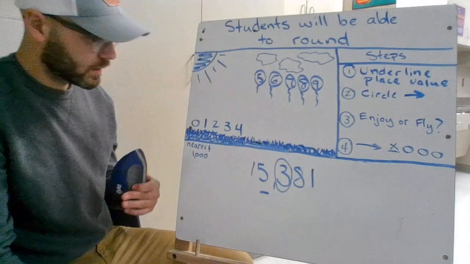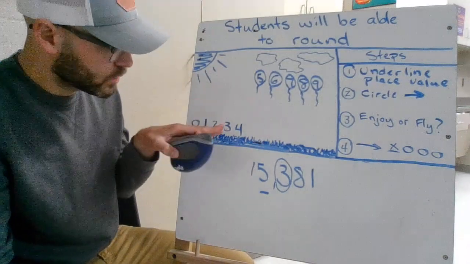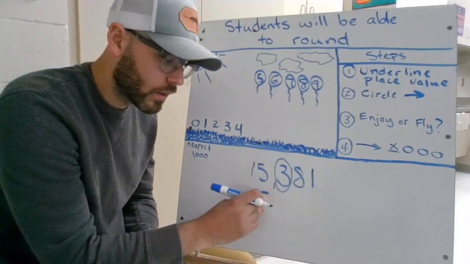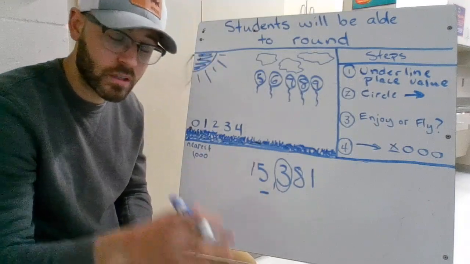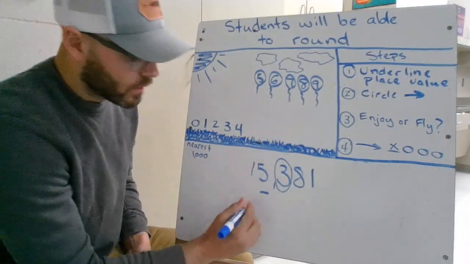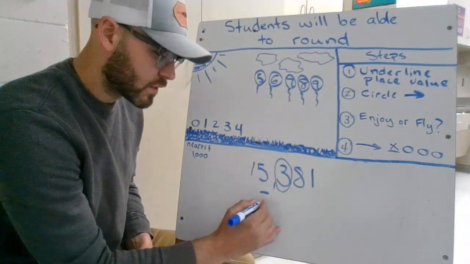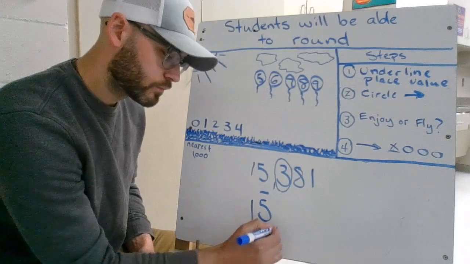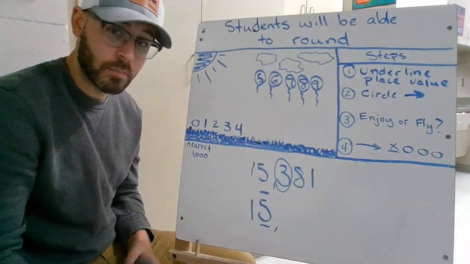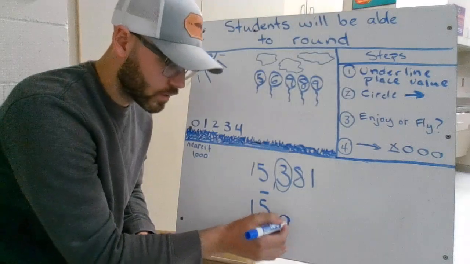I look at my chart. It's less than halfway up, so I have to say it's going to enjoy its day. The circled friend told the 5 to enjoy its day as well, because the circled friend always decides what these two friends are going to do. Now, if the 5 enjoys its day, stays the same, step 4, everything to the right of the underline becomes a 0.